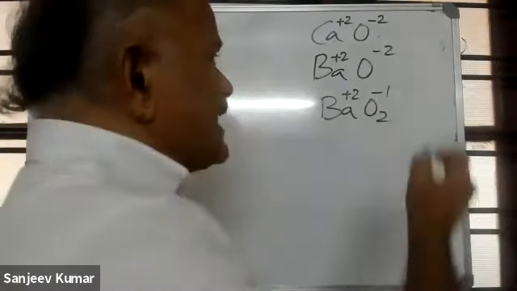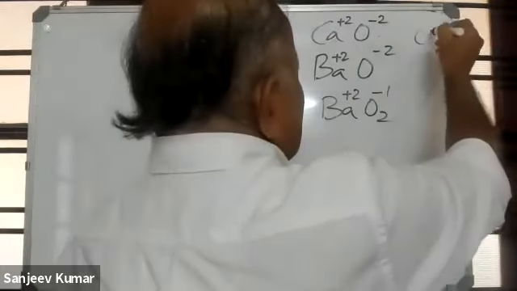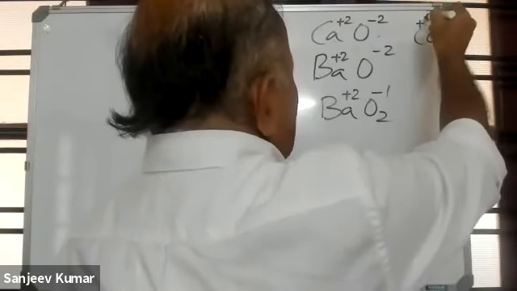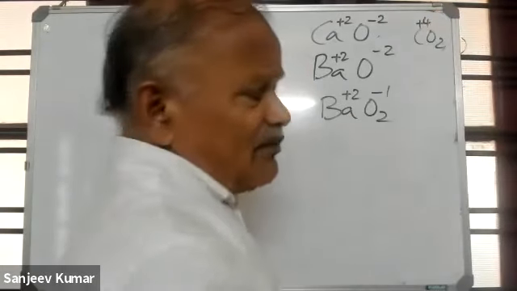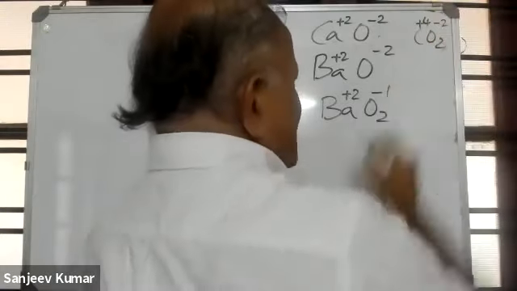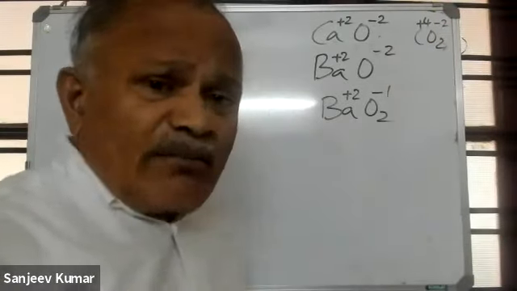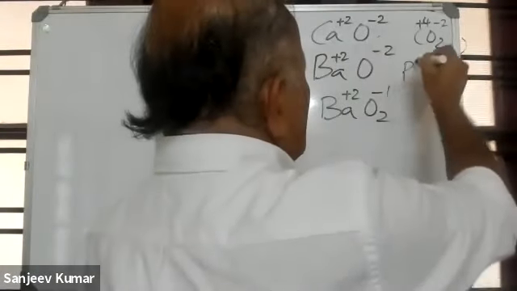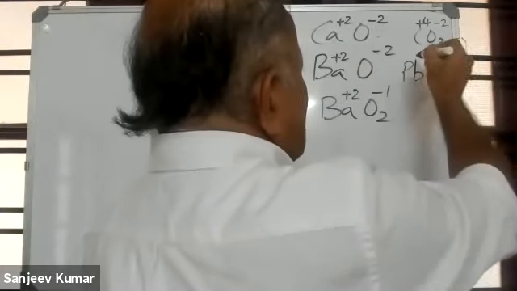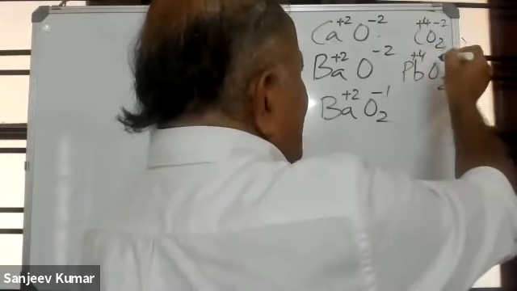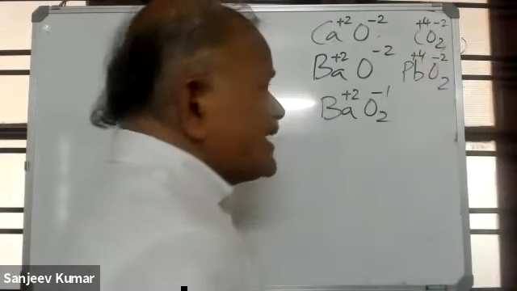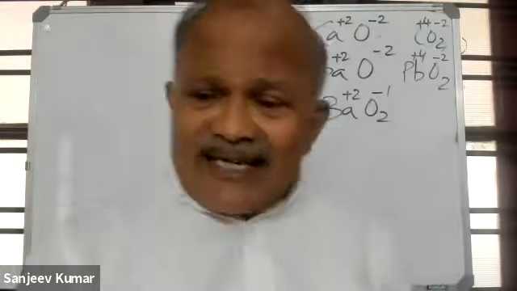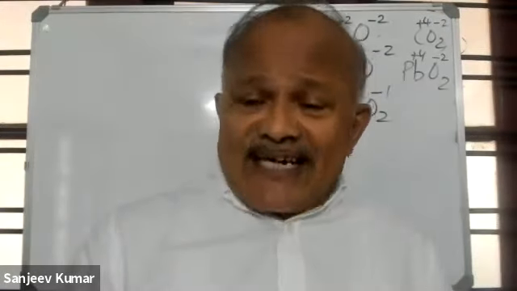Similarly, what about carbon? That is group 14, carbon dioxide. Carbon is in the +4 oxidation state. Oxygen is in the -2 oxidation state. It is the normal oxide. But in the case of PbO2, lead is also in the +4 oxidation state, and therefore oxygen is in the -2 oxidation state. It is also a normal oxide.